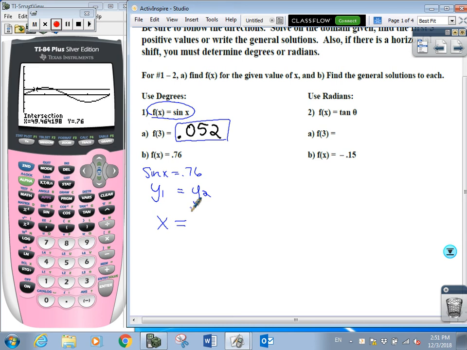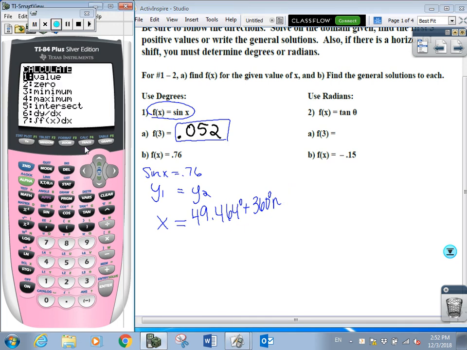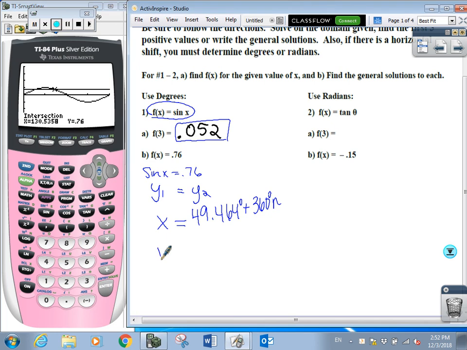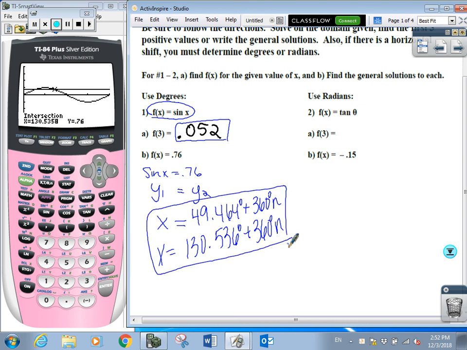So x equals, now we're talking about our x value, so we do use degree symbols. 49.464 degrees plus the period, 360 degrees times n. Then I have this next one, second trace 5. Just do that again. Be sure you get closer to that point of intersection. Enter, enter, enter. x equals 130.536 degrees plus 360 degrees n. So there are your general solutions.